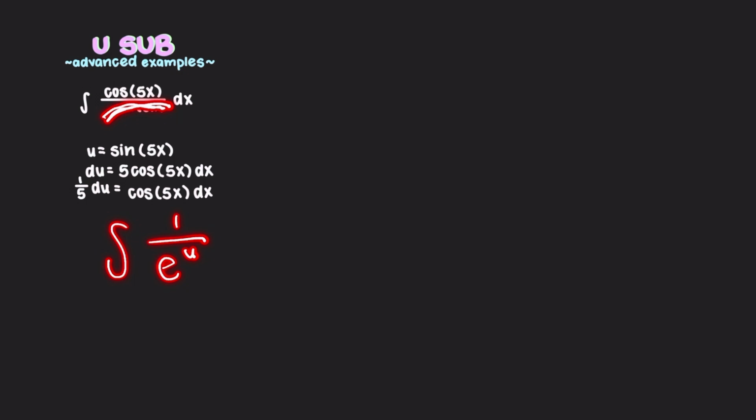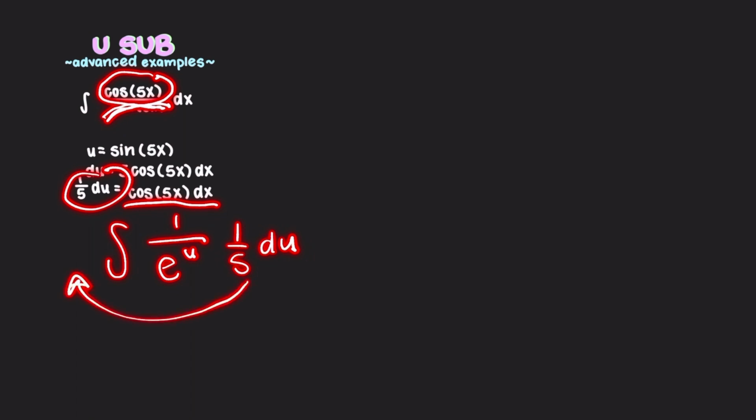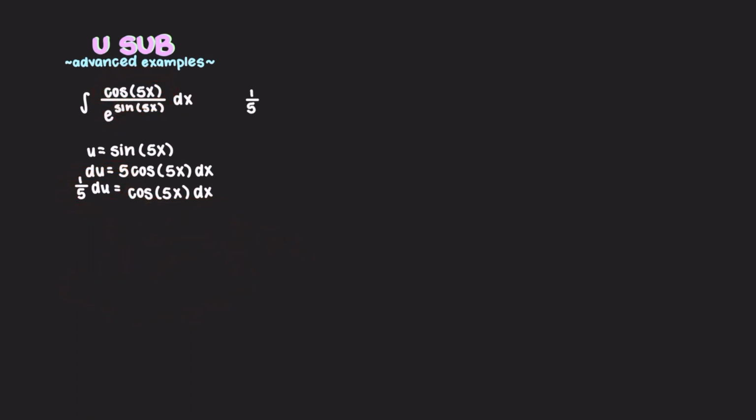Now all we need to take care of is this cosine of 5x, which we have right here as 1/5 du. So this is going to be times 1/5 du. But let's move this 1/5 to the outside to simplify it a little bit. So it's going to be 1/5, 1 over e to the u du.